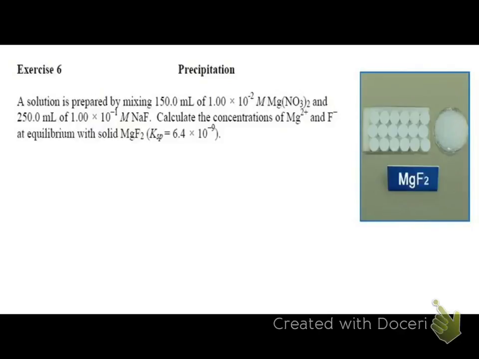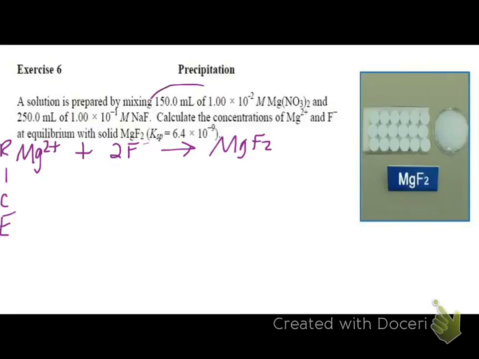So we're going to look at it and say we have Mg, sorry, my phone. All right, sorry about that interruption. So we have Mg2+ that is going to join up with 2 fluorines, and it's going to make MgF2. Okay, so this is our RICE table. So initially, remember when we're doing the RICE table here, we have to calculate moles. So we're going to multiply this times this to get number of moles. And so when we do that, initially we have 0.0015 moles.